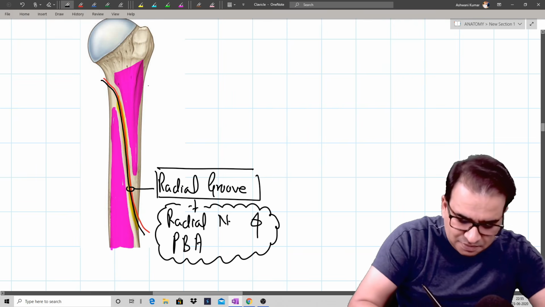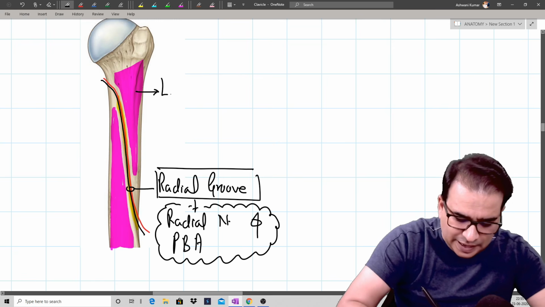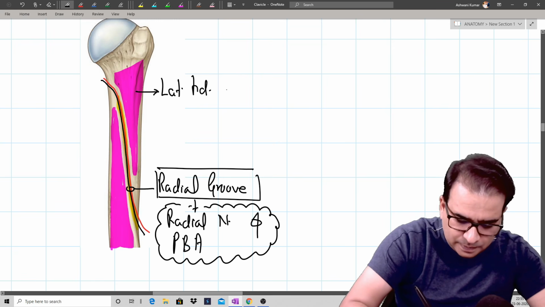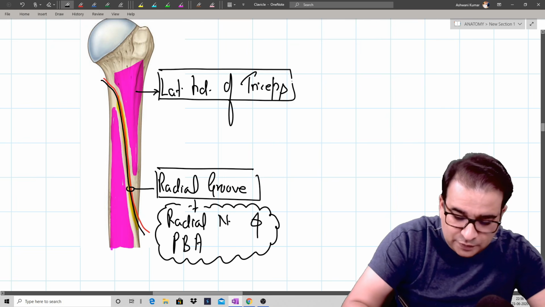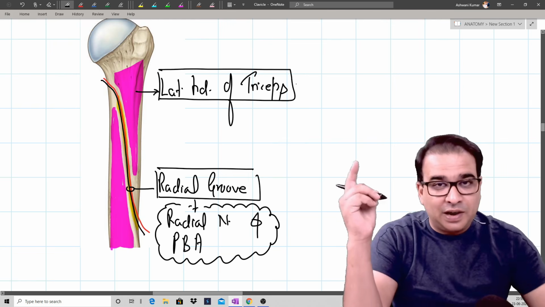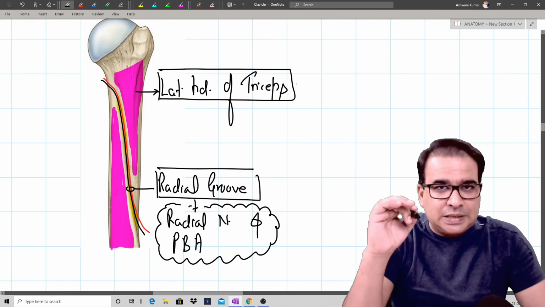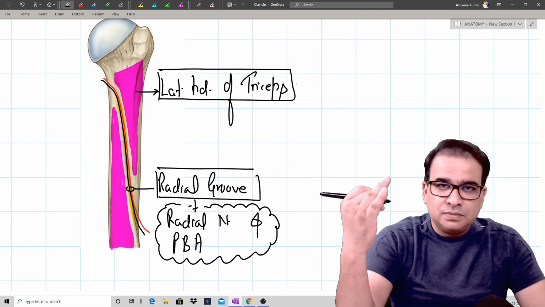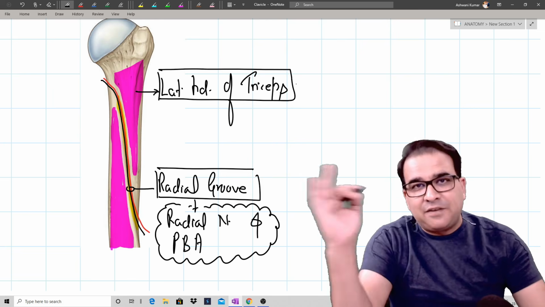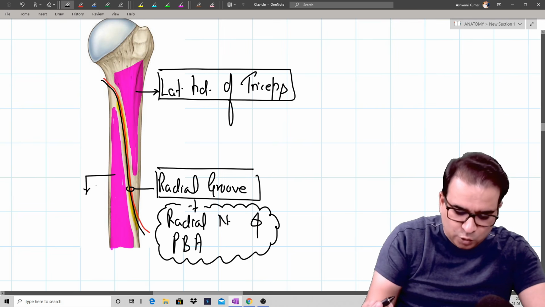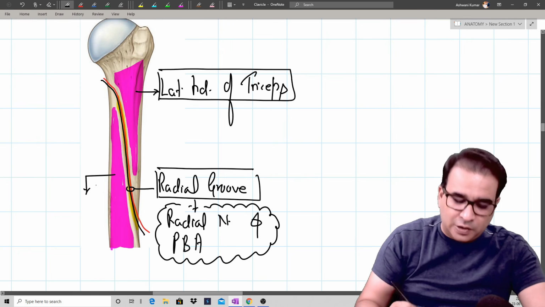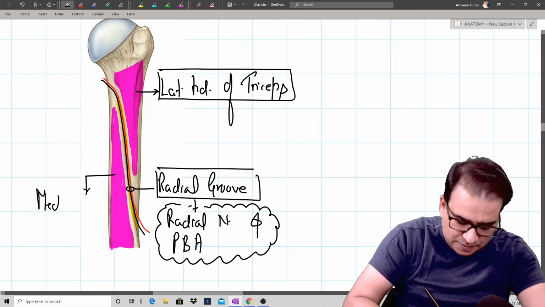This upper lateral part is giving origin to the lateral head of triceps. So we already saw that the long head of triceps was coming from the infraglenoid tubercle. This is the lateral head of triceps, which originates above the radial groove, which is the area which is more lateral on the shaft. That's why it's the lateral head. And the one which is present more medial and below the radial groove or spiral groove, this is giving origin to the medial head of triceps.